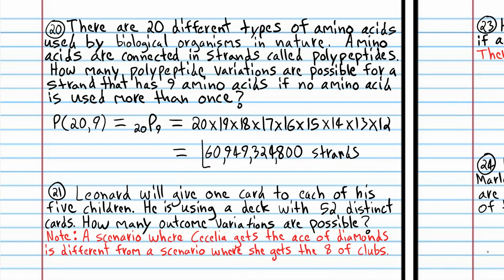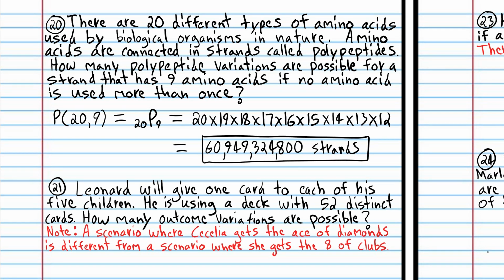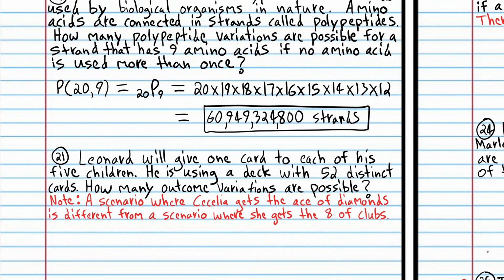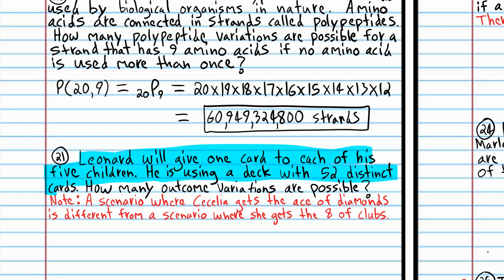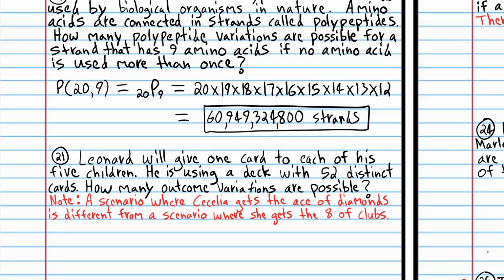Okay, so let's try another one of these problems. Leonard will give one card to each of his 5 children. He's using a deck with 52 distinct cards. So distinct means every card is different. All 52 cards are different in some way. How many outcome variations are possible?